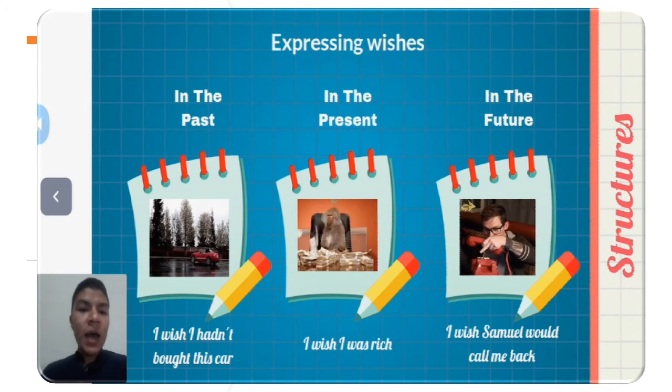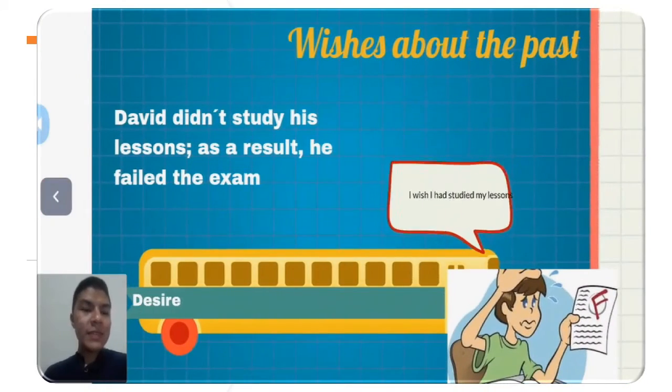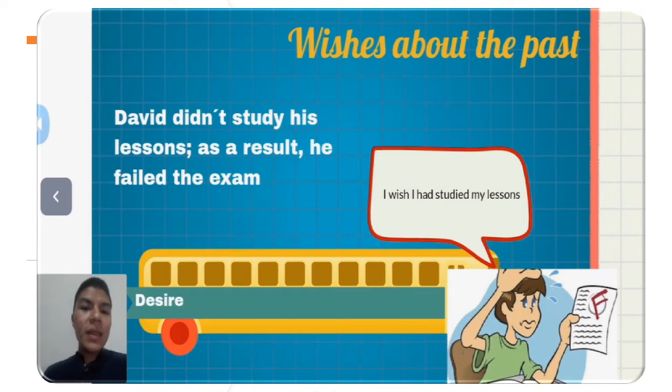Below this slide, you have some examples, and as you can notice, we need to use different structures in order to express the tense, the correct tense that we need to use. Let us begin talking a little bit about the wishes about the past. First of all, let's see the situation that we have here.